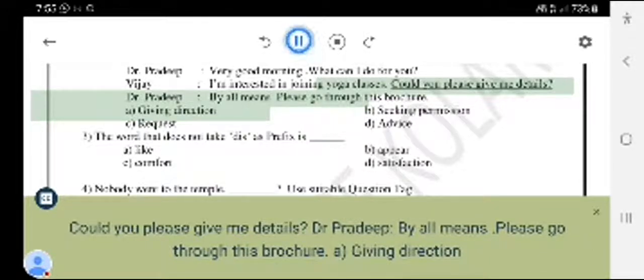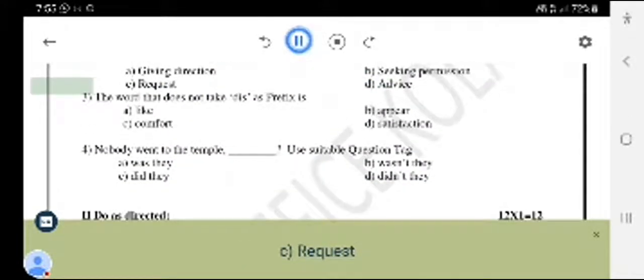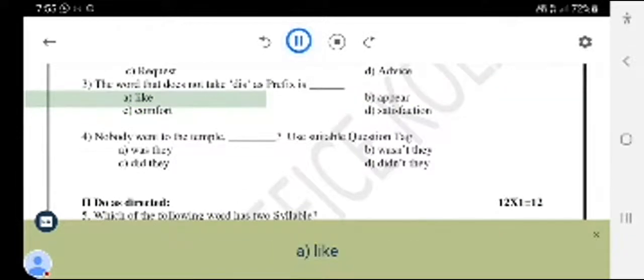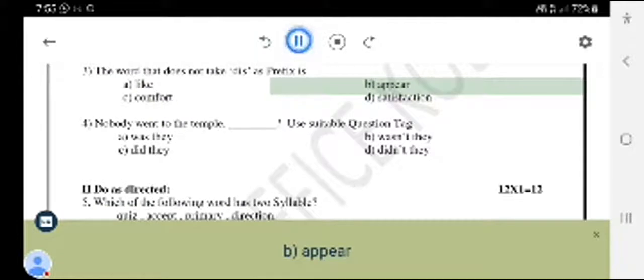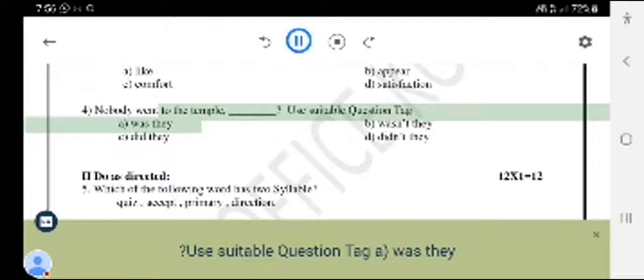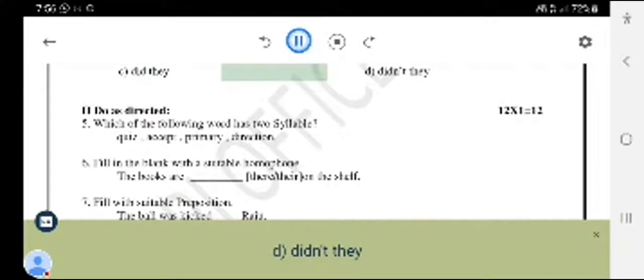A. Giving direction. B. Seeking permission. C. Request. D. Advice. 3. The word that does not take dis as prefix is A. like, B. appear, C. comfort, D. satisfaction. 4. Nobody went to the temple. Use suitable question tag. A. Was they? B. Wasn't they? C. Did they? D. Didn't they?